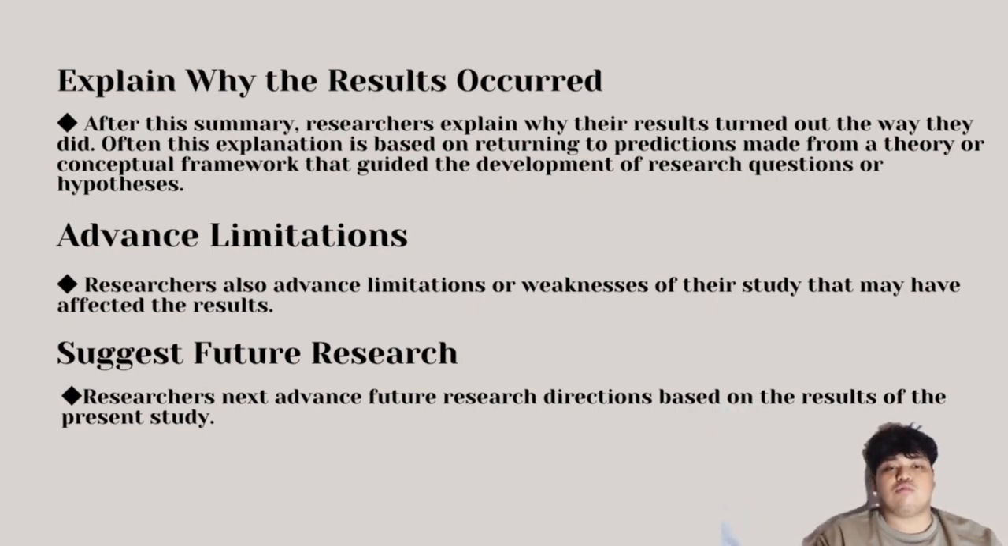It involves revisiting existing literature and discussing how the results either supported or contradicted prior studies. Authors frequently reference past research to provide context and support for their findings, and a conclusion may compare and contrast the results with existing theories or bodies of literature to offer deeper insights. And the next one is advancing limitations.